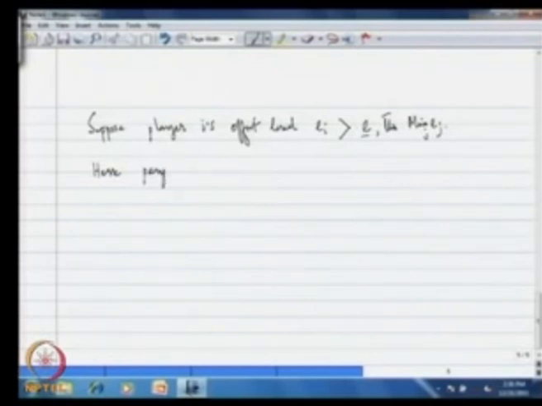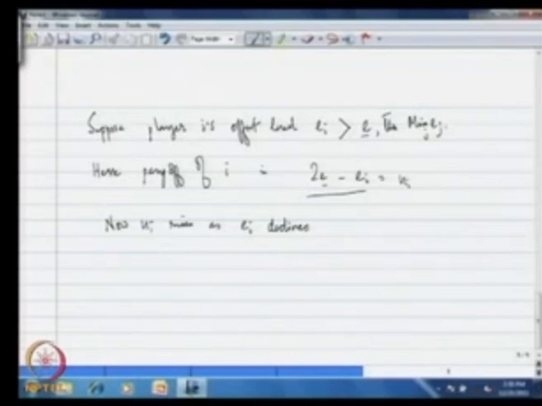So, here the payoff of i is how much? It is 2 e lower bar minus e_i, right? Because the minimum of e_j is e lower bar, therefore we have 2 e lower bar minus his own effort, which is e_i. Now, this is u_i. u_i rises as e_i declines. As e_i goes on declining, this u_i will rise because we have a minus e_i term here.